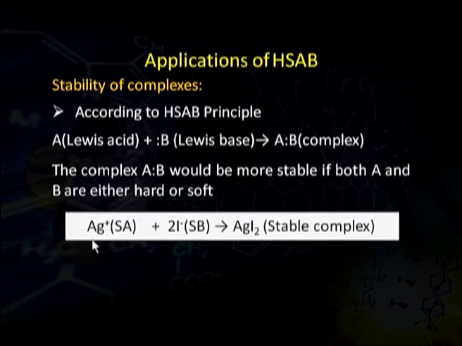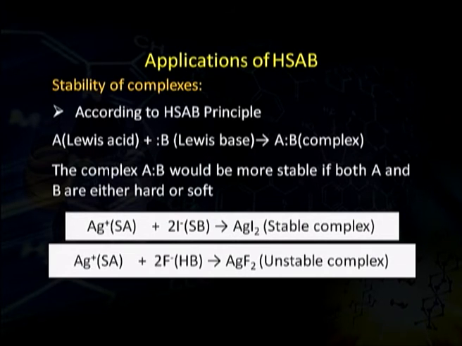So, we have in this example silver, which is a soft acid. When it combines with iodide ion, which is a soft base, we get AgI2. The complex would be stable because both the species, Ag and I, are soft. Hence, the complex AgI2 is stable. In another example, we have silver ion, which is again a soft acid, and fluoride ion, which is a hard base. So, the resulting complex would be a combination of soft and hard, and we have AgF2, a combination of a soft acid and a hard base, and we can easily predict that this complex would be unstable.